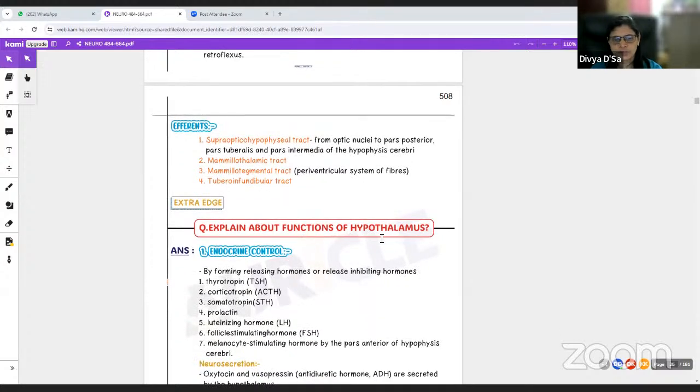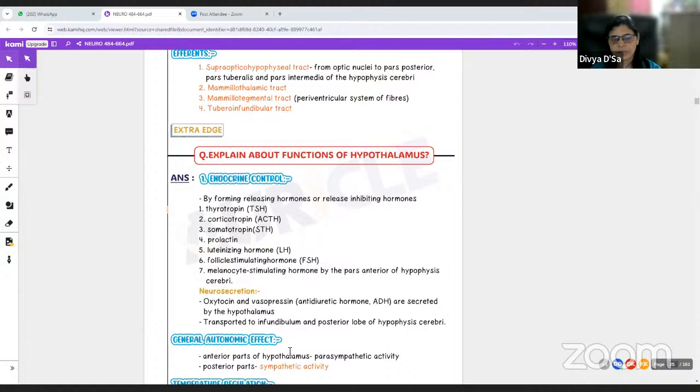Coming to the functions of the hypothalamus, it has endocrine control. How does it control? By forming releasing hormones: thyrotropin-releasing hormone, corticotropin-releasing hormone, somatotropin, prolactin. All these are either releasing or inhibiting hormones it forms, acting on luteinizing hormone, follicle stimulating hormone, and melanocyte stimulating hormone from the pars anterior of the hypophysis.